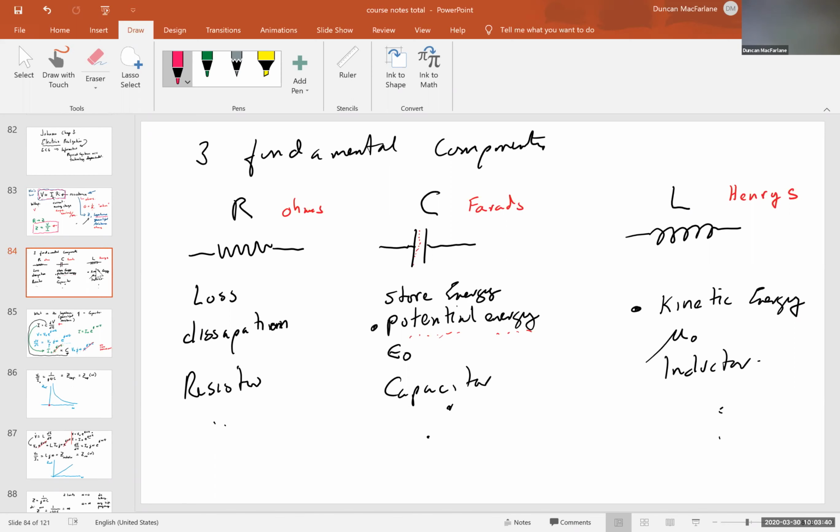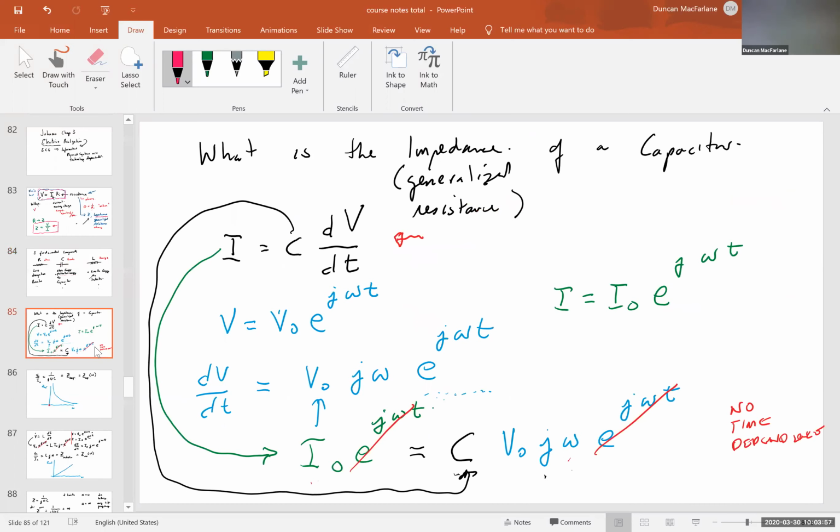Always associate a capacitance with a storage of potential energy. Always associate inductance with a flowing current, and therefore a kinetic energy. So we derived the impedance of a capacitor, and we derived it from this law here.